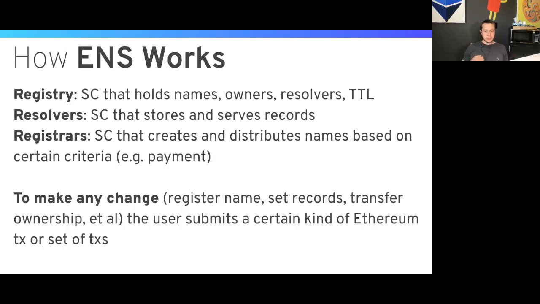So then we have resolvers, and these are separate from the registry. A resolver is a smart contract that stores and serves records. So this is key. We don't just have one smart contract that says here's the names, the owners, and the records. I mean, we technically could do that, but that would mean that if we ever wanted to upgrade, let's say, the record set or something, we have to upgrade the smart contract that has everything, right?